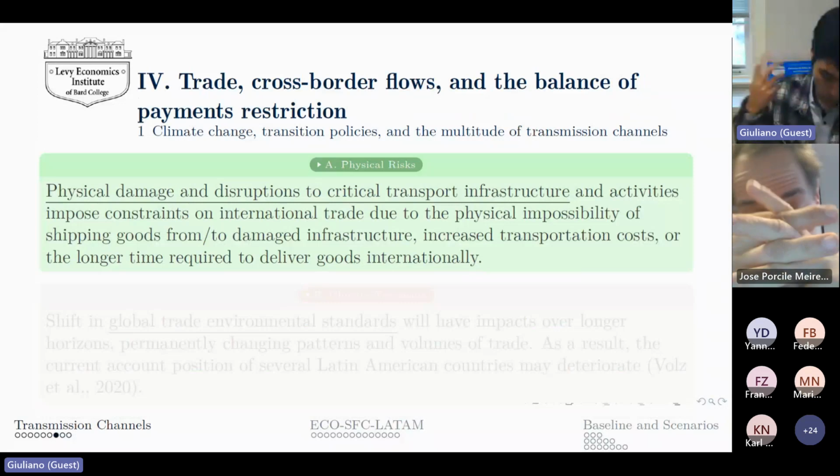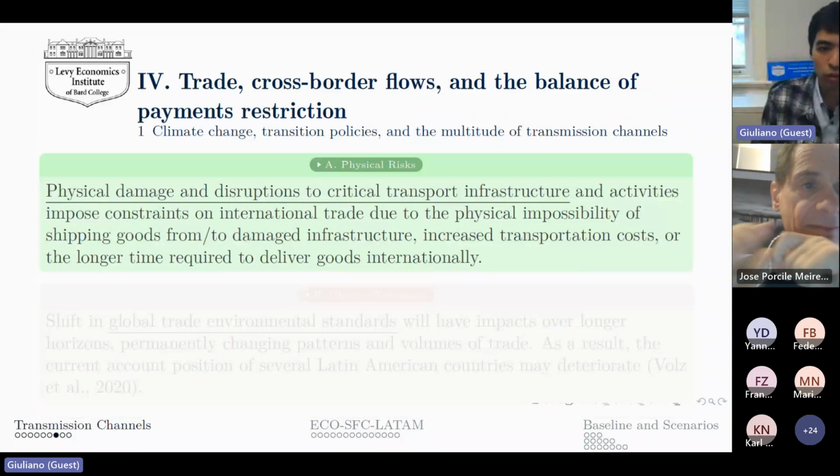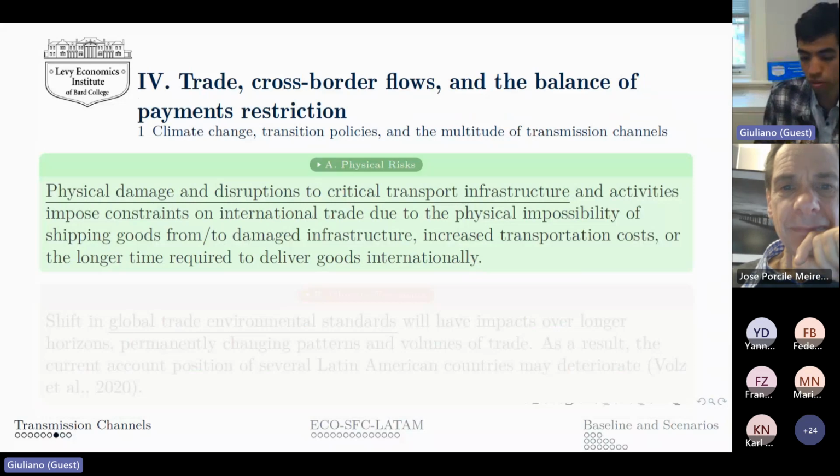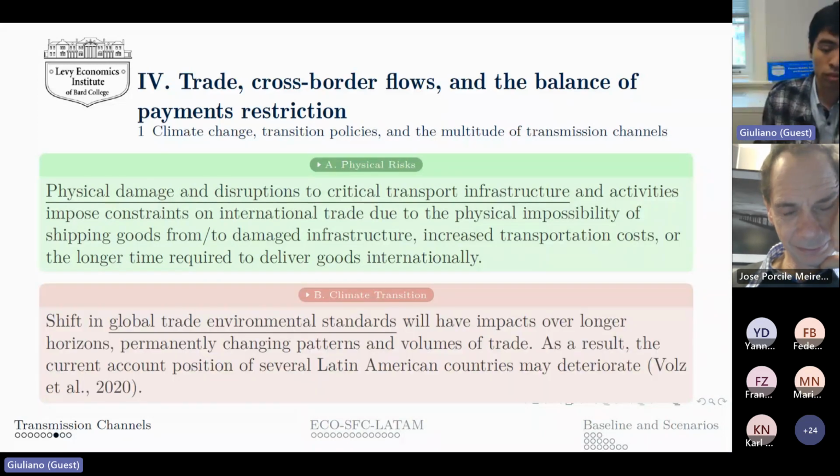And finally, for the trade part, of course, the physical risk also does some damage: damage to the infrastructure, harming trade, and also increasing the external restriction, especially for emerging economies such as the Latin American ones. And most importantly, the shifting global trade environment and its governmental standards may have the same effect of increasing this.